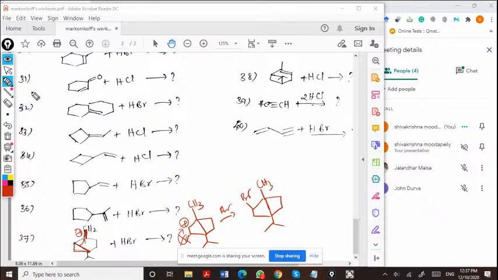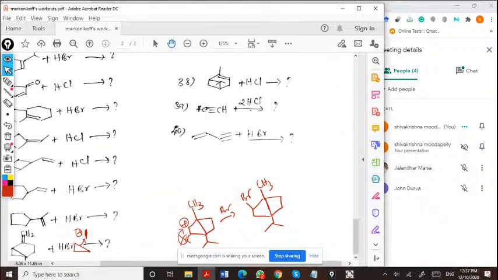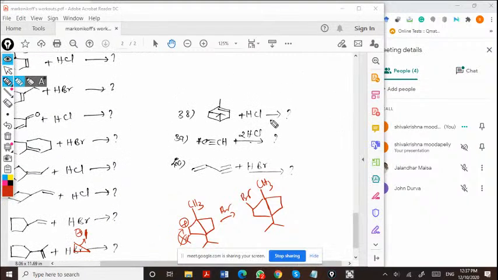Next one, 38. H plus addition and carbocation generation is at the most substituted carbon and it is going to expand. Okay, after ring expansion, this carbon is migrating, so that carbocation will generate. Okay. So carbocation generation and the Cl minus attack, resulting in the product.